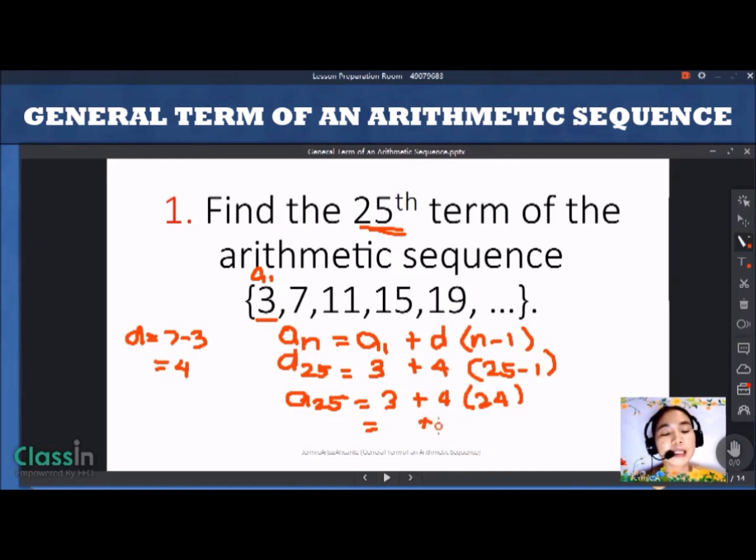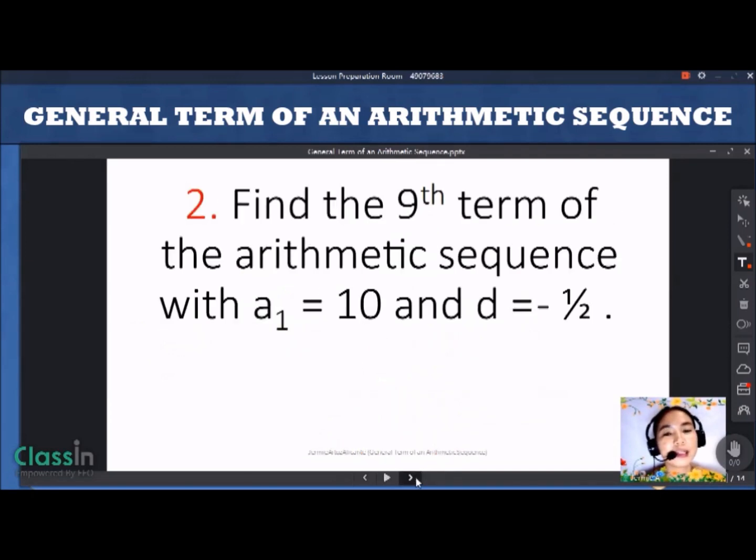That will give us 96. Very good. And then add 3 to it. Therefore, our a sub 25 is equal to 99. So that's how we apply the formula in finding the 25th term of an arithmetic sequence.